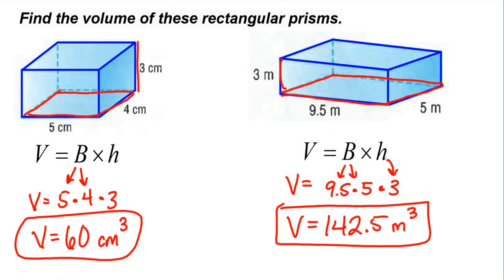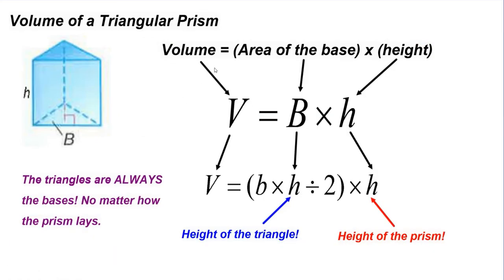And that's rectangular prisms. What if you have something besides a rectangle as the base of your prism? Let's talk about triangular prisms. And again, same concept applies. We're going to find the area of the base and multiply it by the height of the prism. Now the base is a triangle, so you have to remember, how do you find the area of a triangle? That's base times height divided by 2, or 1/2 base times height.